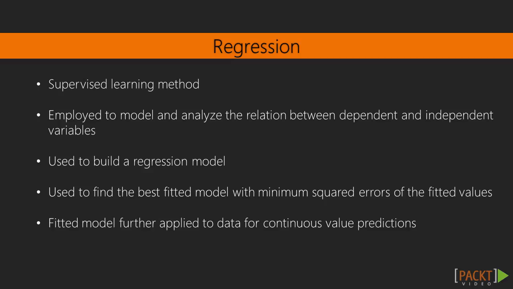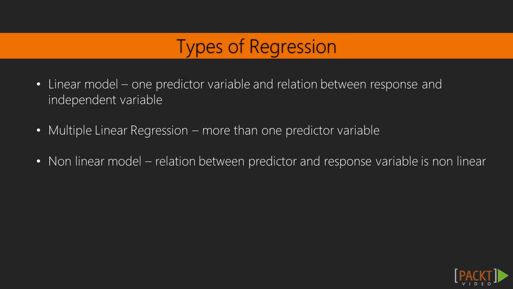One can use regression to build a prediction model, which can first be used to find the best fitted model with minimum squared errors of the fitted values. The fitted model can then be further applied to data for continuous value predictions. There are many types of regression. If there is only one predictor available, and the relationship between the response variable and the independent variable is linear, we can apply a linear model. However, if there is more than one predictor variable, a multiple linear regression method should be used.